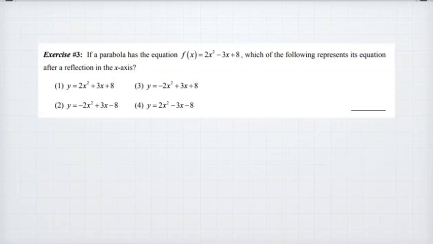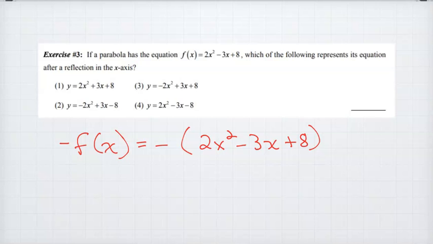If I have a quadratic that has this equation, and I want to represent its equation in the reflection in the x-axis, reflecting over the x is reflecting in the vertical direction. So that means my negative sign is going to go on the outside. Anything vertical happens outside of f of x, which means I'm going to have negative 2x squared minus 3x plus 8. And if I clean that up, I get negative 2x squared plus 3x minus 8. So that final equation is option number 2.